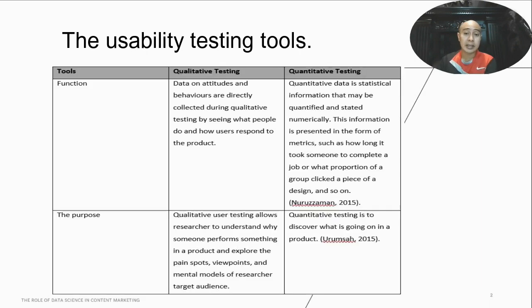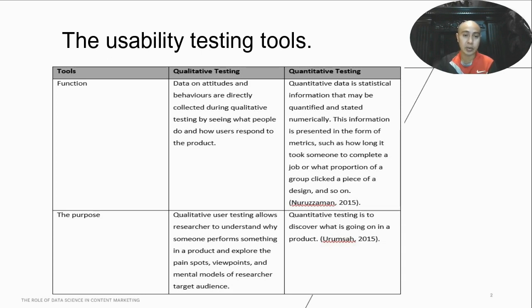One sort of usability testing is qualitative and quantitative testing. We go to the qualitative testing first. Data on attitude and behavior are directly collected during qualitative testing by observing what people do and how users respond to the product. The purpose of qualitative user testing is to allow researchers to understand why someone performed something in a product and explore the pain spots, viewpoint, and mental model of the researcher's target audience.